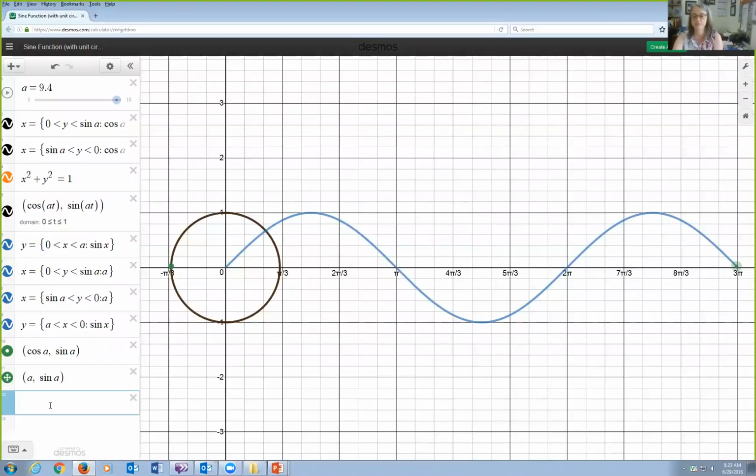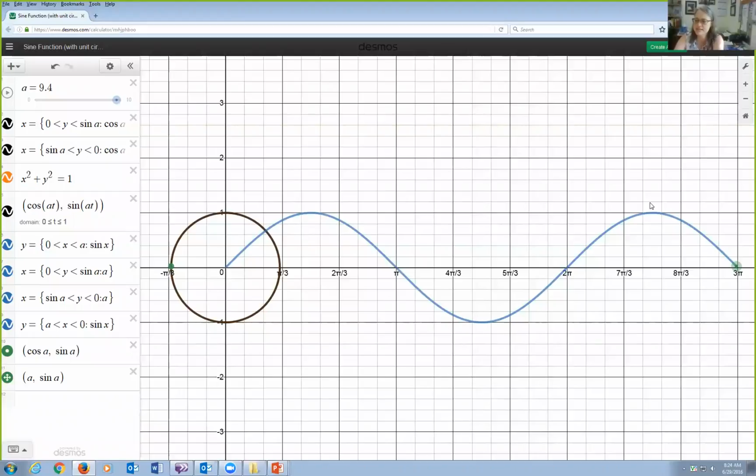So if I were to put on here the function y equals sine A, nah, sounds funky. I'm not sure what's going on. Okay. We're not going to worry about that.